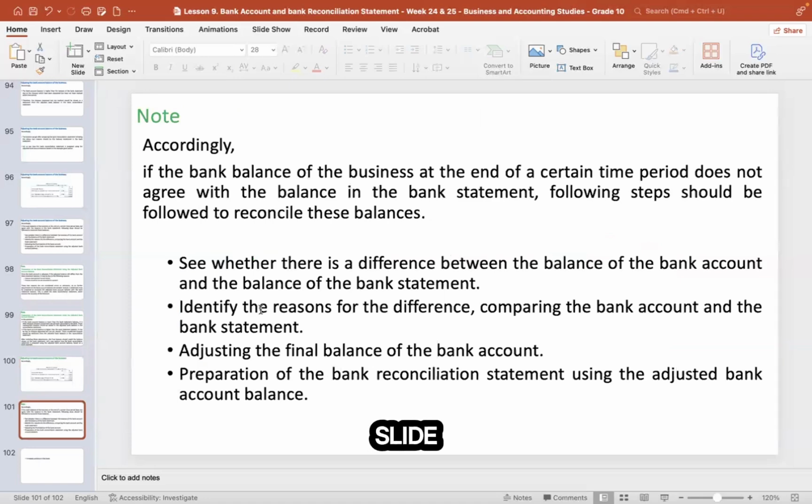So the final slide. If the bank balance of the business at the end of a certain time period does not agree with the balances in the bank statement, the following steps should be followed to reconcile these balances. See whether there is a difference between the balance of the bank account and the balance of the bank statement. Identify the reasons for the differences, comparing the bank account and the bank statement. Adjusting the final balance of the bank account. Preparation of the bank reconciliation statement using the adjusted bank account balance.